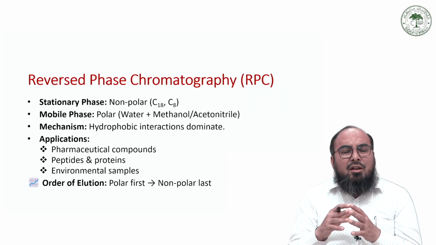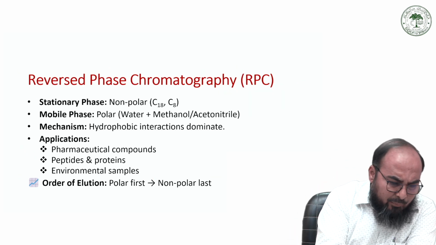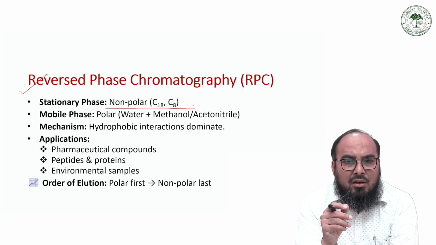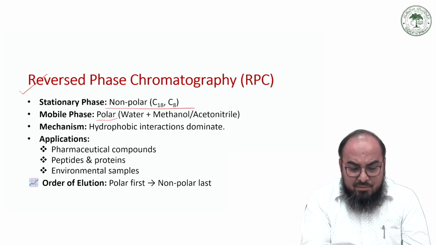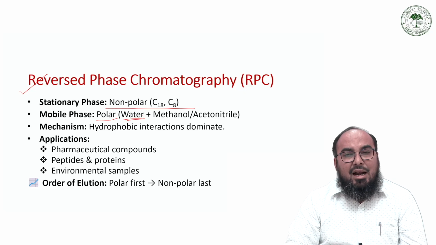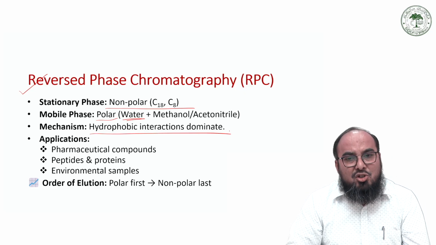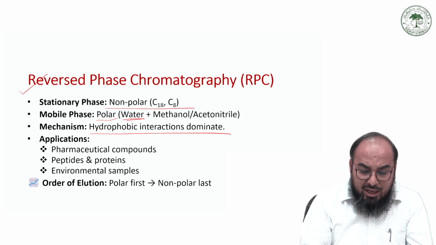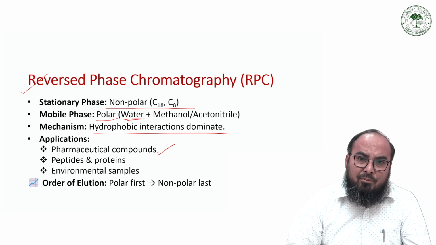On a similar analogy, we have reverse phase chromatography, where things become entirely opposite. Here, the stationary phase is non-polar, for example C18 or C8. The mobile phase is polar; sometimes we even take water. The mechanism is hydrophobic interaction; here, hydrophobic interactions dominate. This is very good for the separation of pharmaceutical compounds, which are polar compounds.